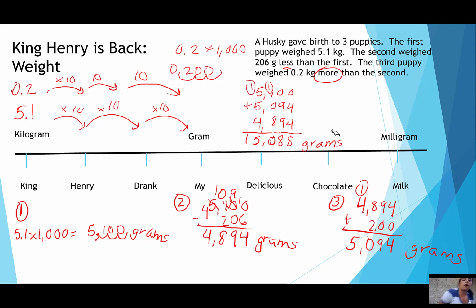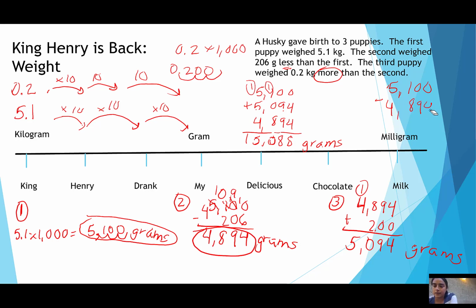I just dropped my papers all over the place that I was preparing for this video, but it's okay, I'm back. Now, the last question is asking you what is the difference between the weight of the largest puppy and the smallest puppy. So puppy number 1 is the largest, 5,100, and puppy number 2 is the smallest at 4,894. So we're just going to subtract to find the difference. 5,100 minus 4,894.